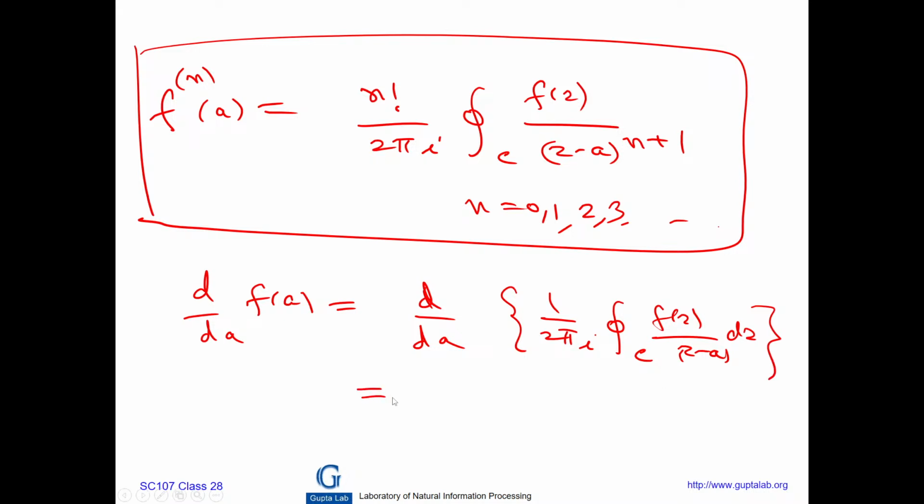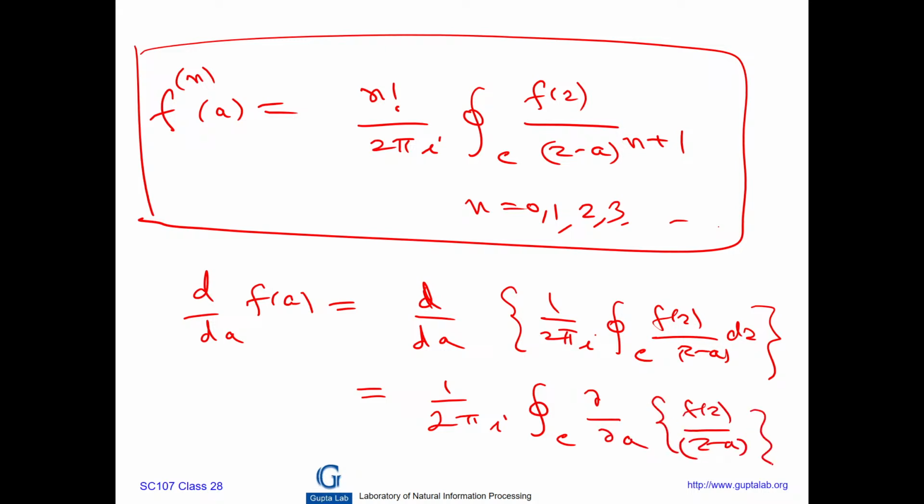If we differentiate the formula for f(a) with respect to a, we will get 1/2πi integration along C ∂/∂a of f(z)/(z−a) dz. This is sometimes a useful formula that we can use.